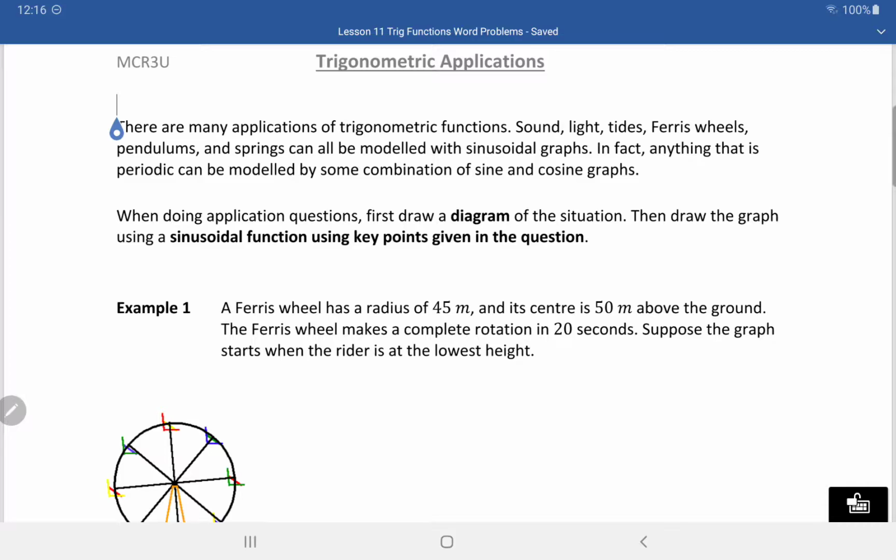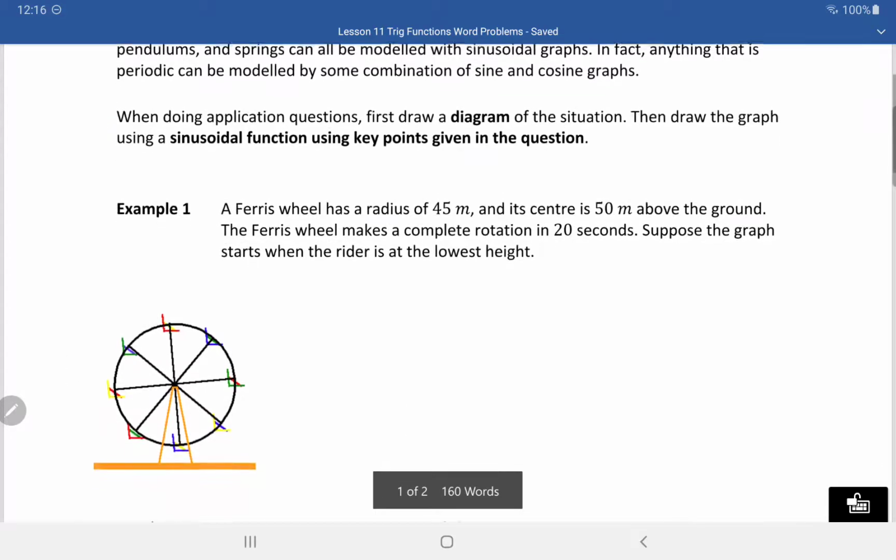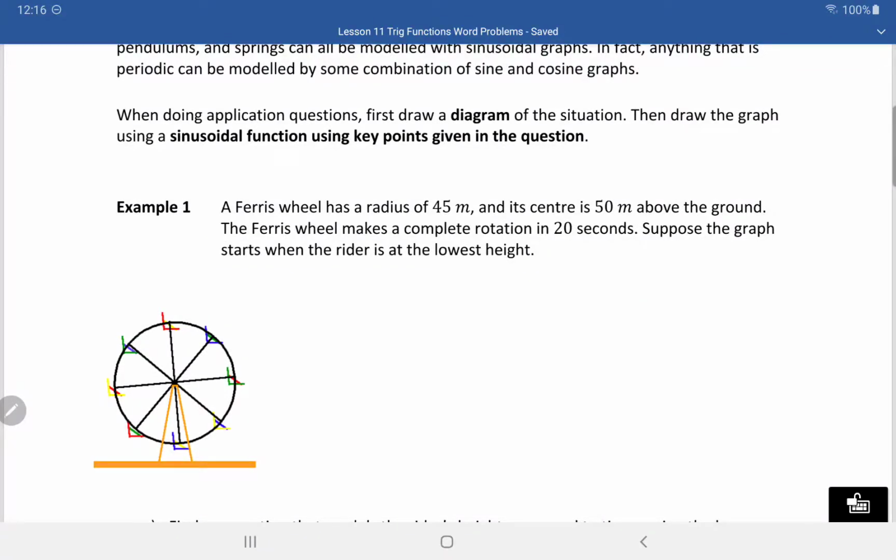We're going to do an example with a Ferris wheel. So it's always good to draw your example first. This one's drawn for us first, but we're going to take the key information and make a sinusoidal function out of it as well. So a Ferris wheel has a radius of 45. Let's just put that somewhere on this Ferris wheel, maybe right here. So that is 45 meters.